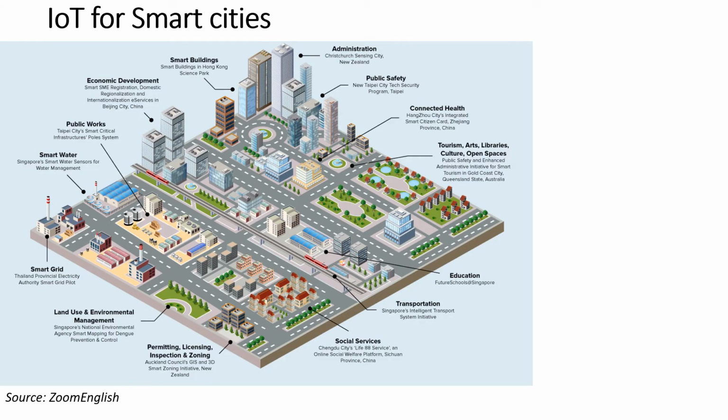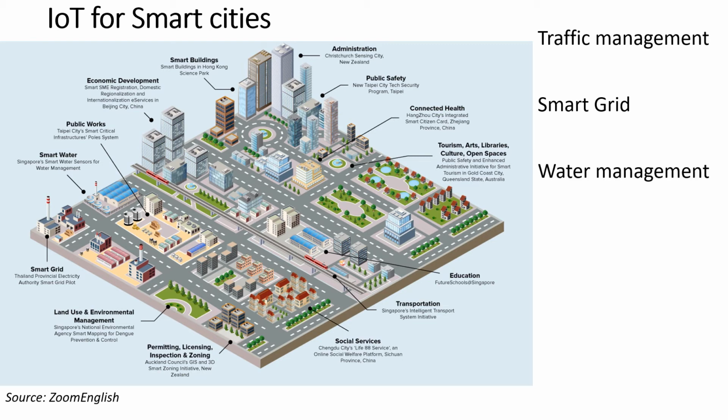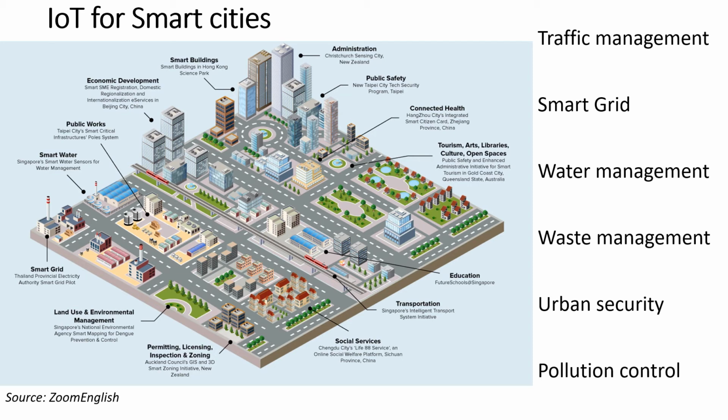The next example are IoT for smart cities. Many modern cities are already embracing IoT. In these cities, IoT has been used for traffic management, smart grids, that is in terms of electricity connected to buildings, water management through metering systems, waste management, urban security through the cameras that are connected all around the city, pollution control through sensors that are able to measure the pollution levels, for example, air quality. The list of applications of IoT for smart city is long, as you will see in this image.